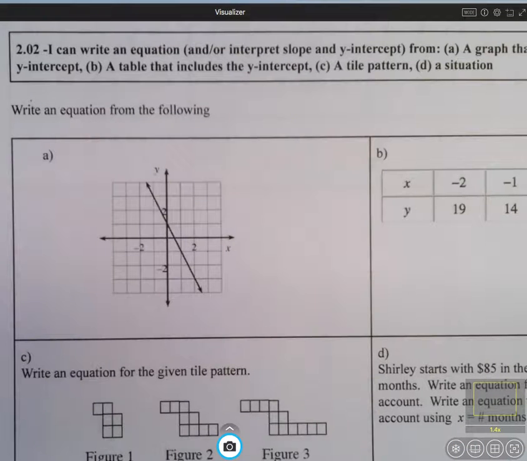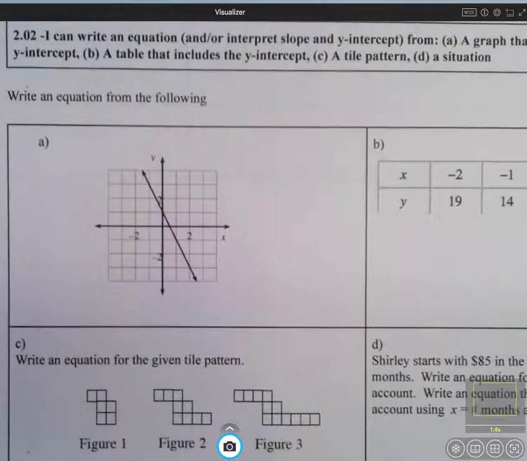Okay, 2.02: I can write an equation and/or interpret slope and y-intercept from a graph that displays the y-intercept, a table that includes the y-intercept, a tile pattern, or a situation. So we've got 4 different types of questions here. So we want to write an equation from the following.